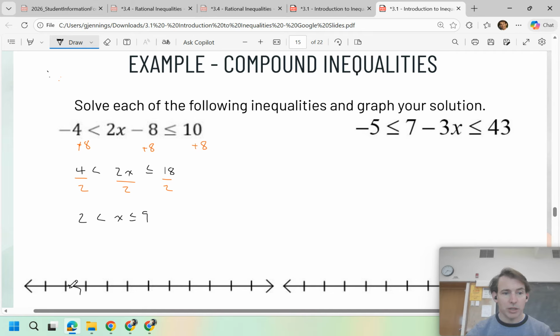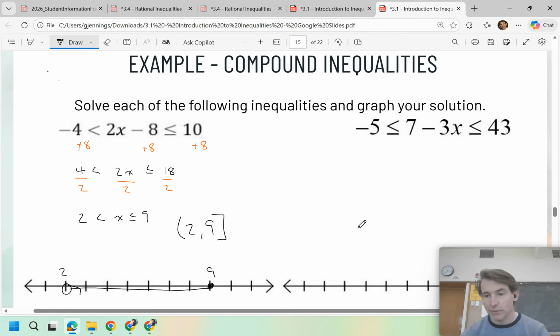So this one would be, don't include 2, 3, 4, 5, 6, 7, 8. Do include 9. And it's all of the ones in between 2 and 9. Or written in interval notation, it would be (2, 9], round and square.